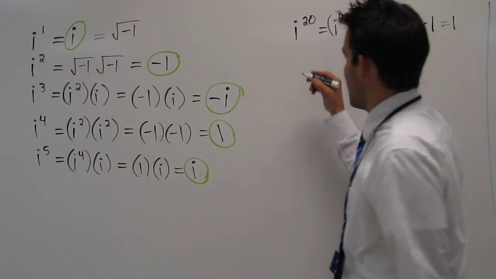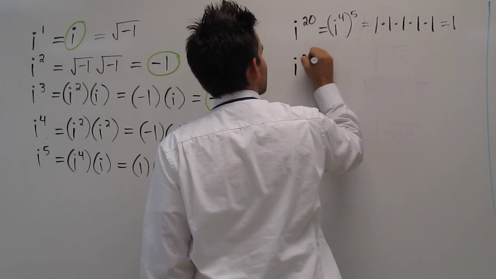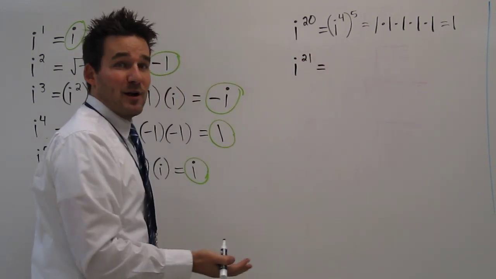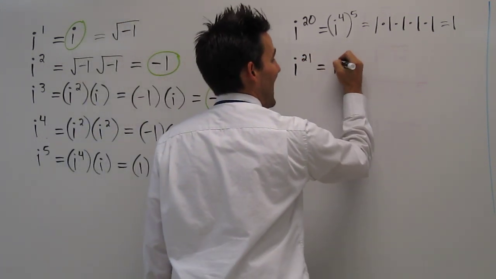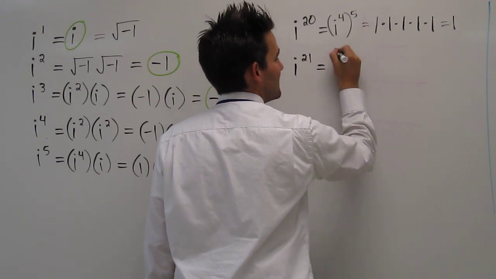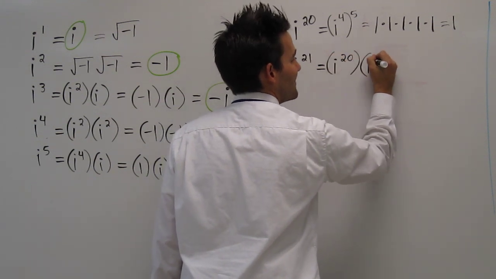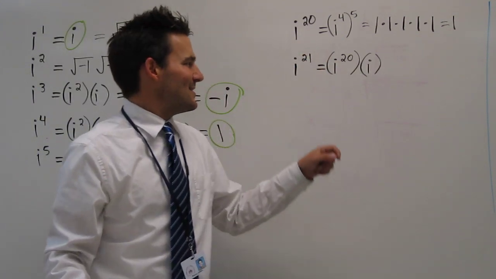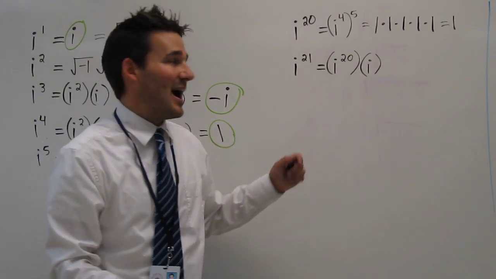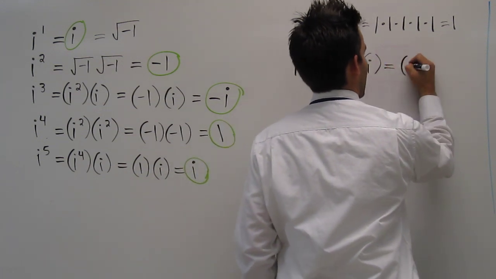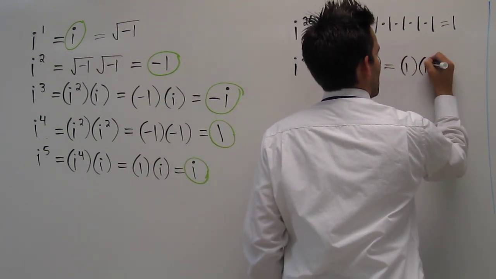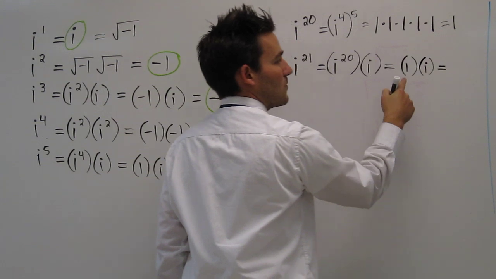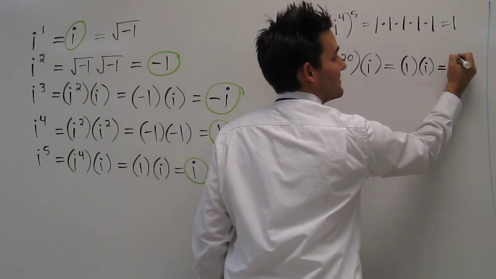Let's try i to the 21st. We could rewrite i to the 21st as i to the 20th times i. Well, we just found out i to the 20th is 1. So this can be rewritten as 1 times i. 1 times i is i.